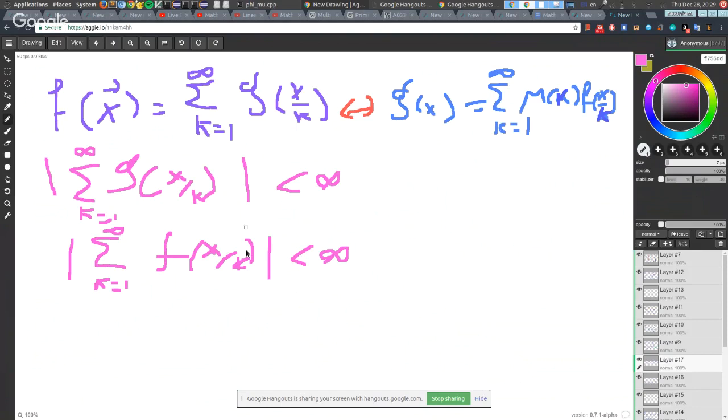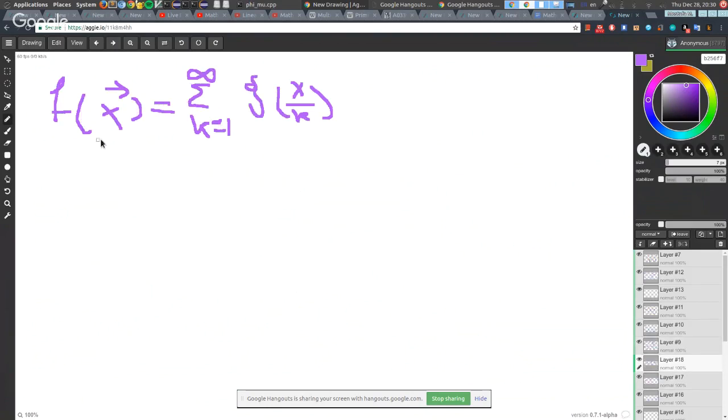So we start with proving the correspondence in this direction, and then we do it in the other way. We'll assume that this first part is true, basically that f of x equals the summation of g of x over k. With this assumption, we'll check this expression and go with it as far as we can.